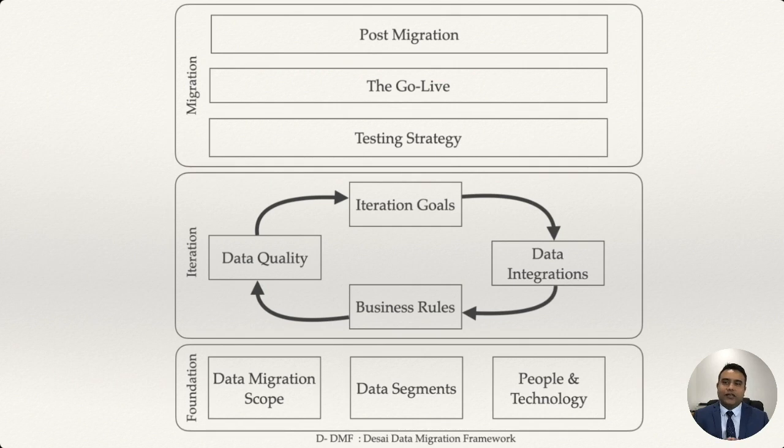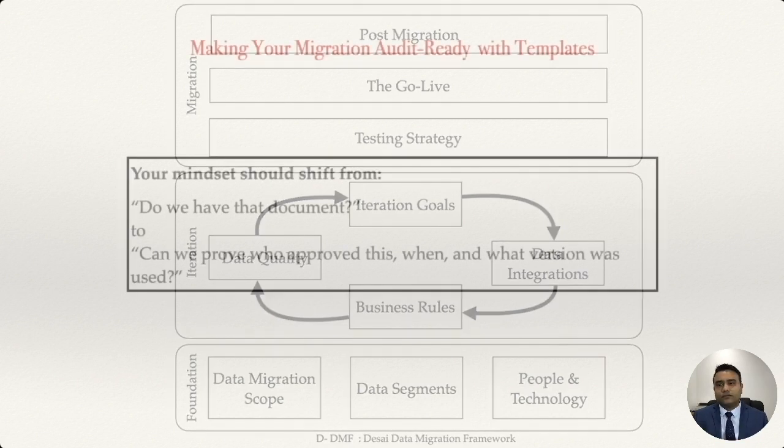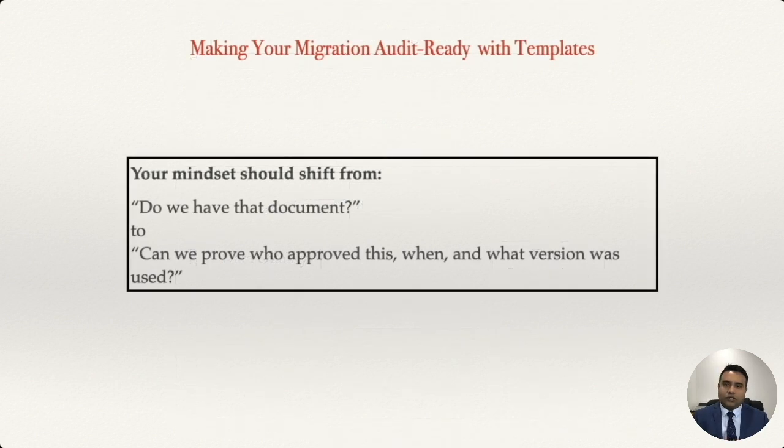We are going to take a deep dive into this data migration framework. I now call it DDMF. It has three phases: foundation, iteration, and migration, where each phase has multiple components. In this course, one video is dedicated to each component of this framework. Beyond the book, the course ends with concluding an audit-ready data migration project and providing necessary templates for you to kickstart your project discovery work.